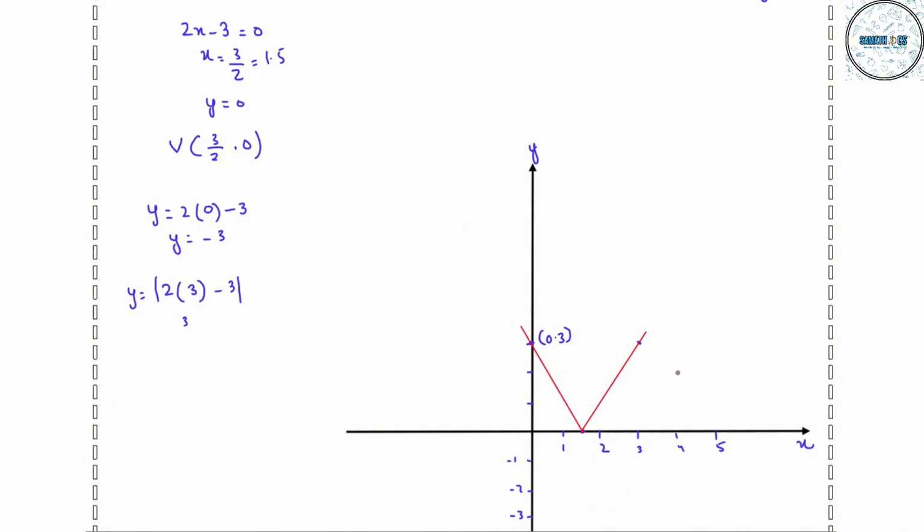So you can see it's a V-shaped graph. Whenever you have to draw a graph of an absolute function where the function is linear, it is to be a V-shaped graph. We first take out the vertex, and then we take one value of x on the right-hand side of the vertex and another point on the left-hand side of the vertex. So this is the graph of y is equal to 2x minus 3.